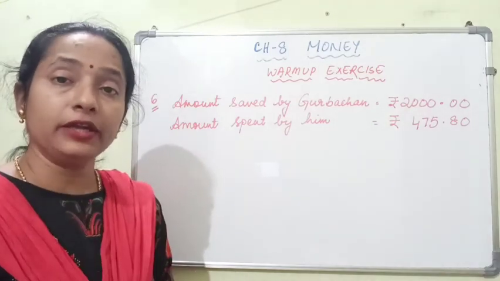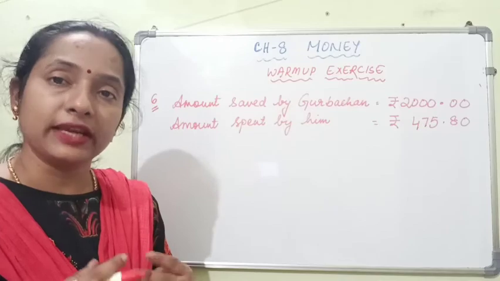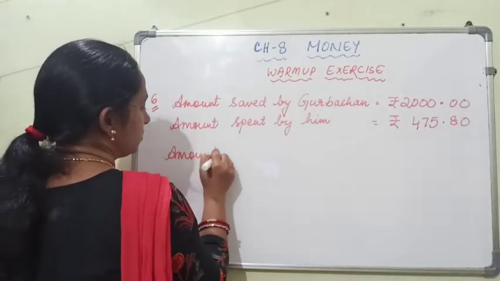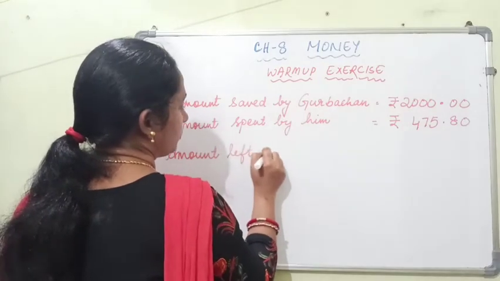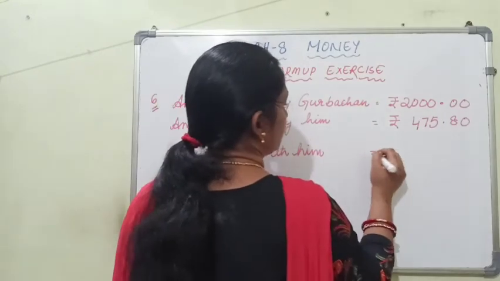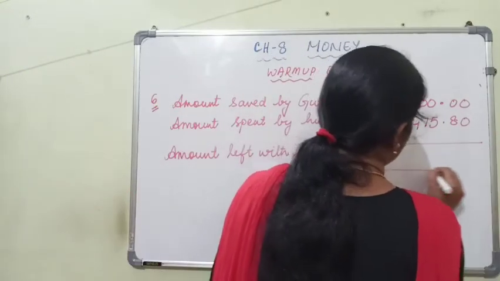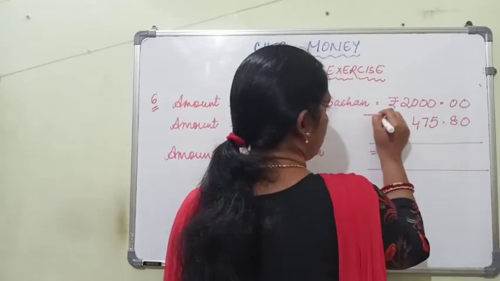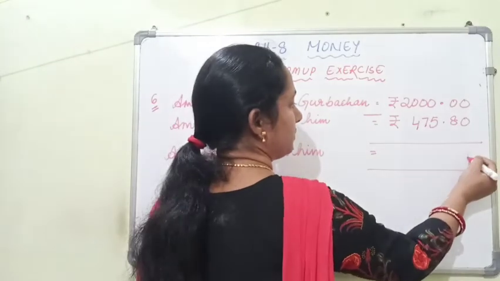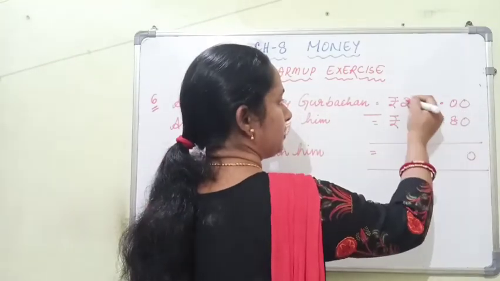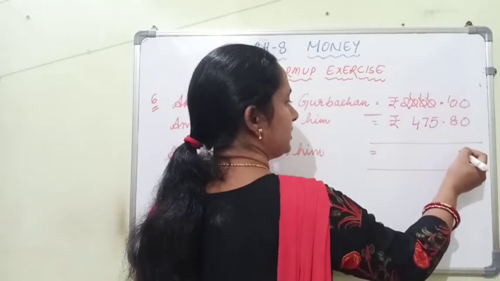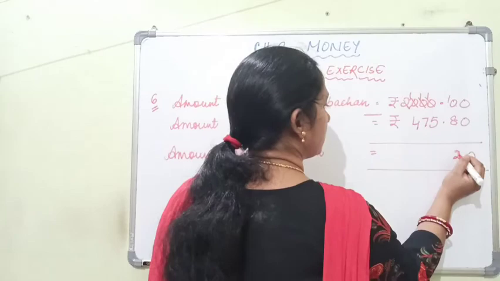Now what we need to find? We are going to find how much money is left with him. So amount left with him is equal to, what we'll do? We'll subtract. So let us subtract them. 0 minus 0 will be 0. 0 minus 8 can't be done. So let's borrow. 10 minus 8 is 2.